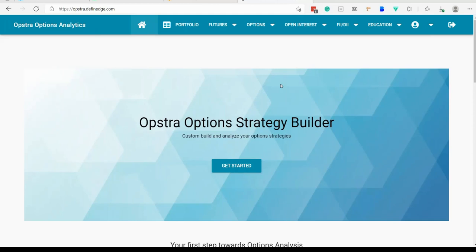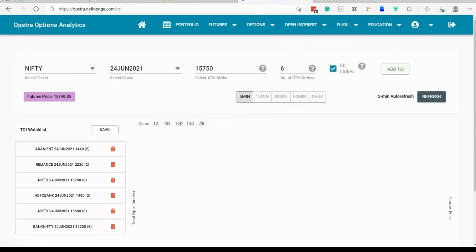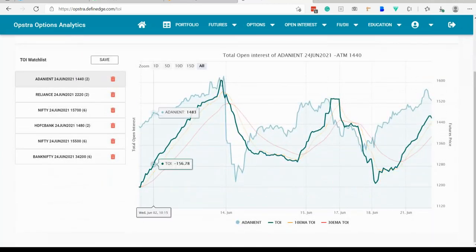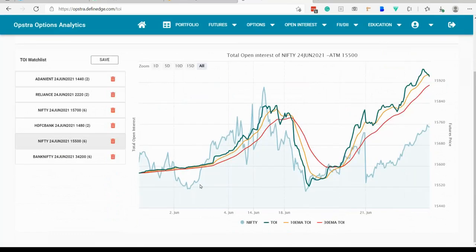Hello everyone. As you all know, we have added a feature called total open interest in OPSTRA also, which was already there in TradePoint. For TradePoint, you already have a video on Insight. So this is slightly different than that. More or less, it is the same principle and everything is the same. But recently, we have introduced it in OPSTRA.